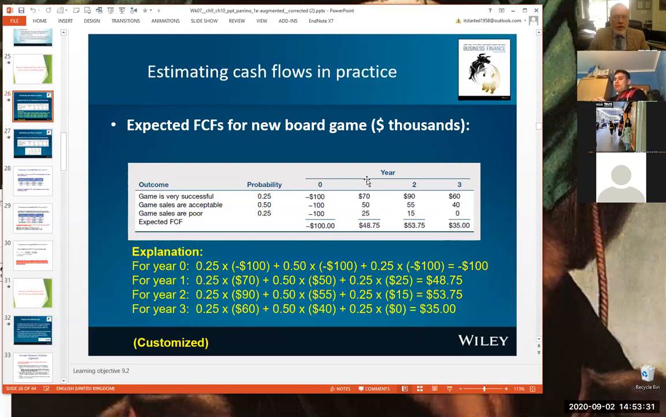But then for year 1, I have to do a weighted mean to work out what my first year cash flow is likely to be. Same with the second, same with the third. And then you simply take those numbers, minus 100, 48.75, 53, and 35, and simply take the present value of those. So work through those yourself. Make sure that you understand it. Don't just let me waffle on and then forget it.